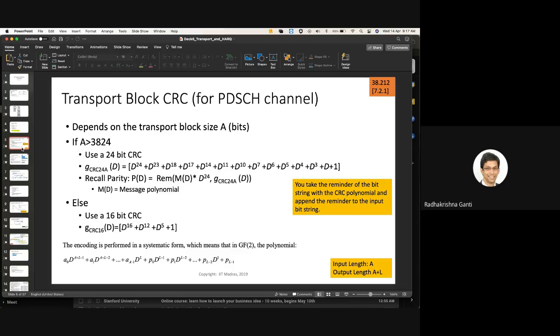And then the UV passes it through its own MAC layer. The MAC may have its own CRCs; some of the CRCs are at the higher layers. So this is the first one, at the physical layer. The transport block CRC is very important because it will tell if the transport block is correct or not. There are multiple CRC polynomials.